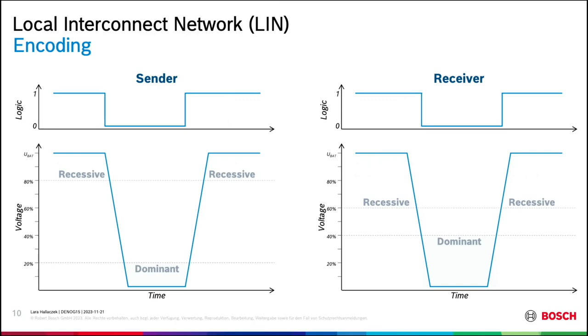The thresholds, when something is considered high and when something is considered low, depend on whether you're the sender or the receiver. As a sender, everything above 80% of the battery voltage is considered high, and everything below 20% is considered low. As a receiver, everything above 60% is considered high, and everything below 40% is considered low. It's a good example of Postel's law: be conservative in what you send and be liberal in what you accept. It makes the system more robust.